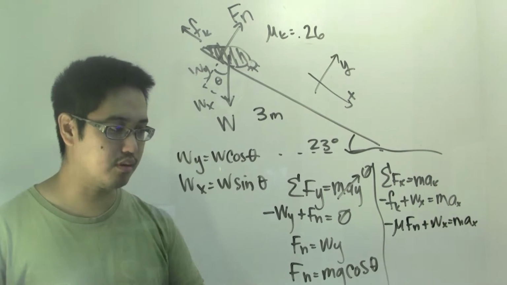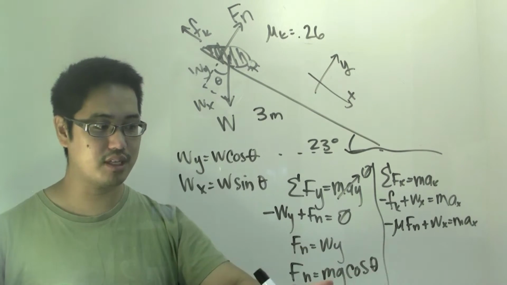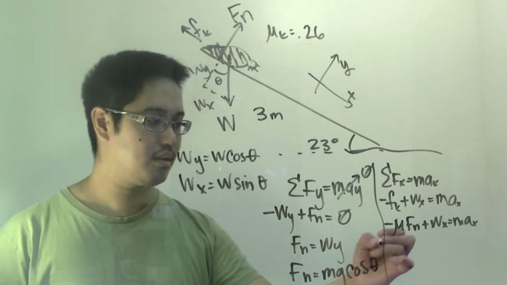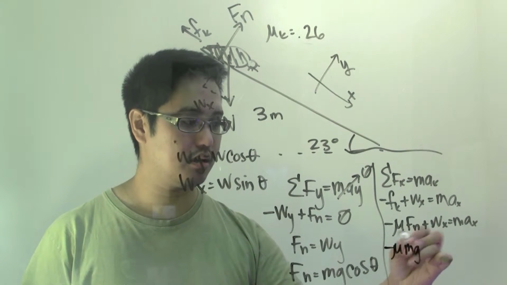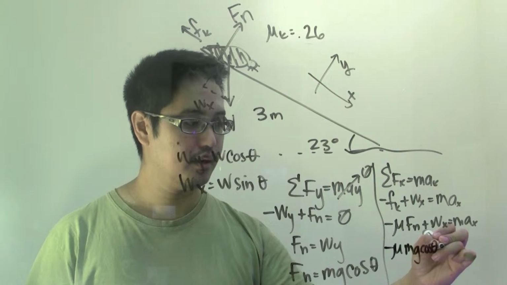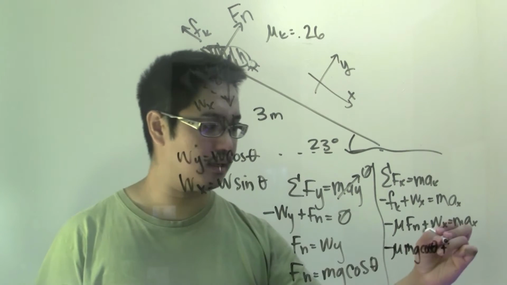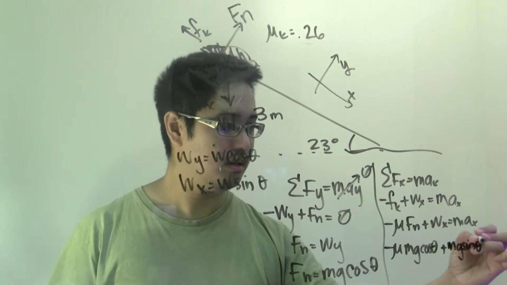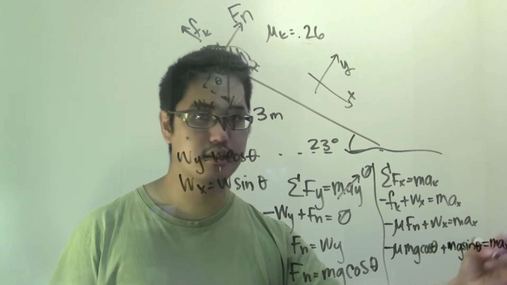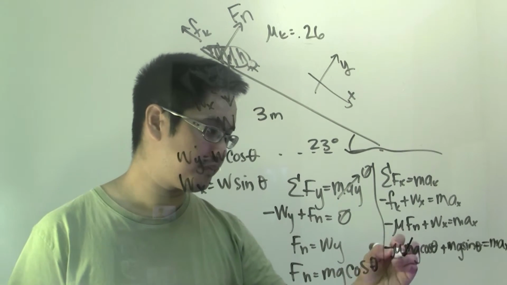And I know what the force normal is. This is where this is going to come into play. My force normal is actually mg cosine theta. So I have negative mu mg cosine theta plus W_x, which is mg sine theta, equals m a_x. The really interesting thing is the m cancels. There's an m in everything over here.